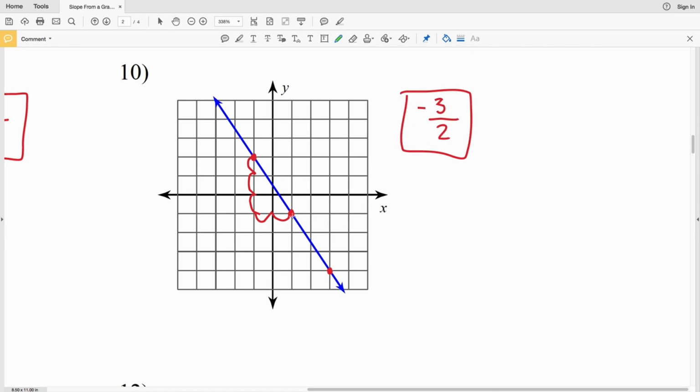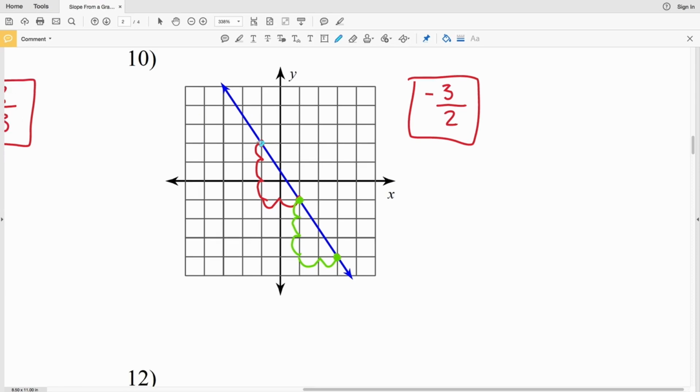Now let's see if we go from this point to the bottom point. Again, we're going down 3, and we're going to go over 2. So that will again be -3/2.